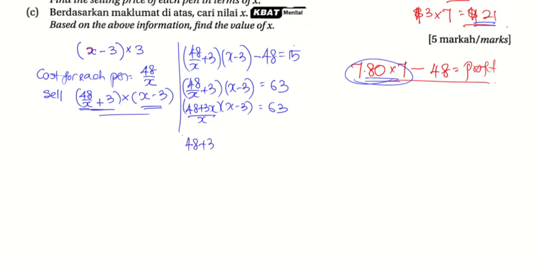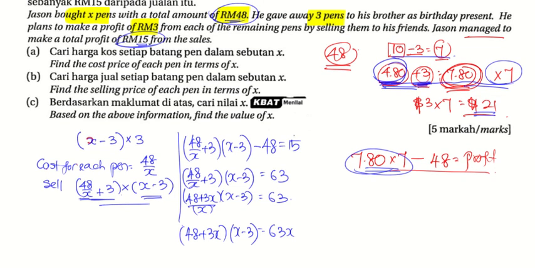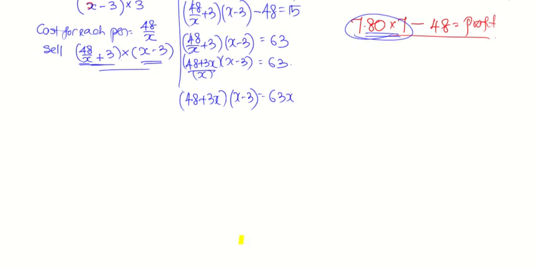48 plus 3x, x minus 3 is 63x. The x I bring it over here. Up to here, everything okay? Before I continue with the calculation, come back to here. Please have a look. Pause for 1 minute. Try to understand this one. I'll show you the calculation then.